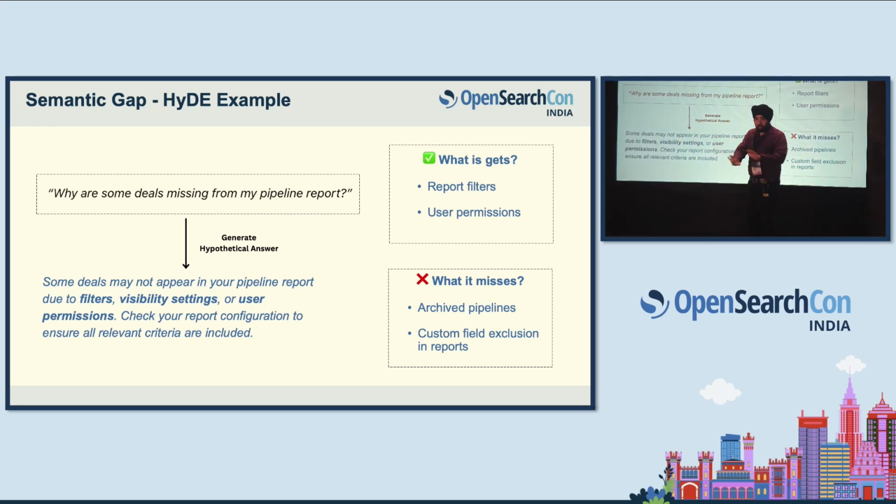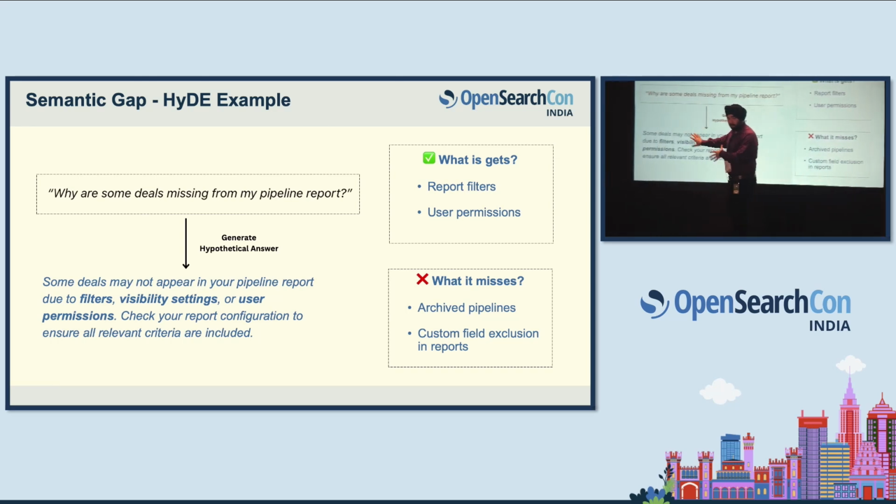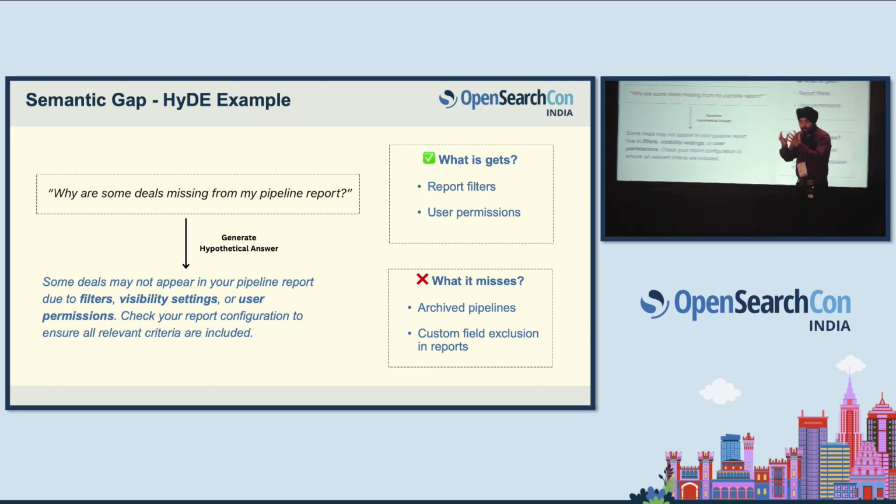Now, I did not look for the answer in the knowledge base. I don't care about it at this stage. What I did is I asked the LLM, hey, why do you think some deals are missing from my pipeline? What it did is it generated a hypothetical answer. Again, it understands the context of the query, generated an answer with domain-relevant concepts. Look at this, this is again a real-life example I tried for the sake of this presentation. It generated a hypothetical answer with filters, visibility settings, and permissions. It did encapsulate some of these concepts.